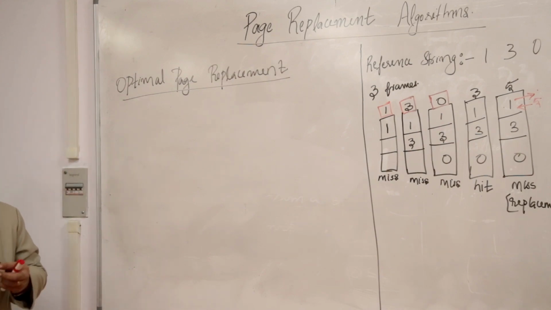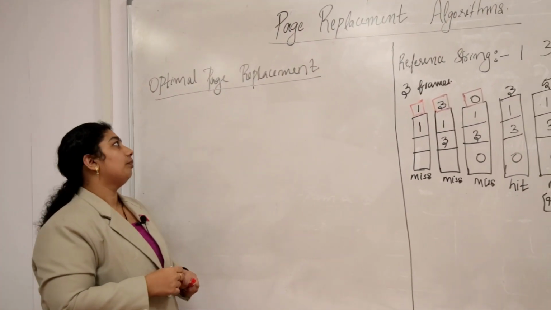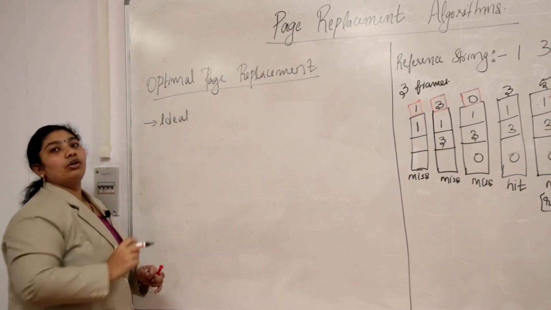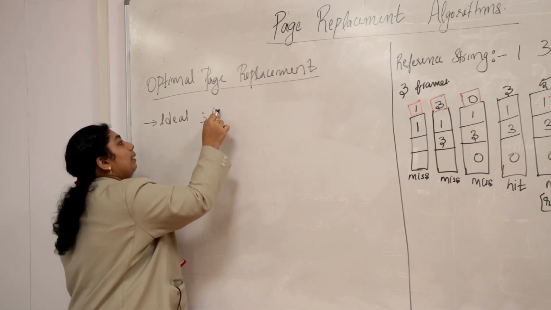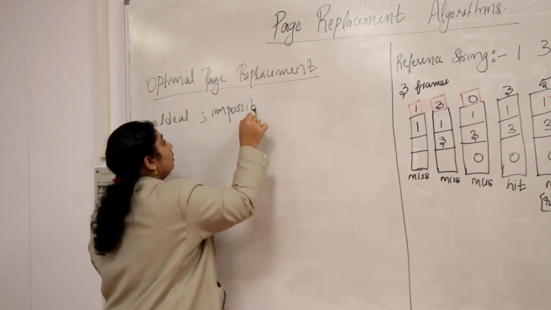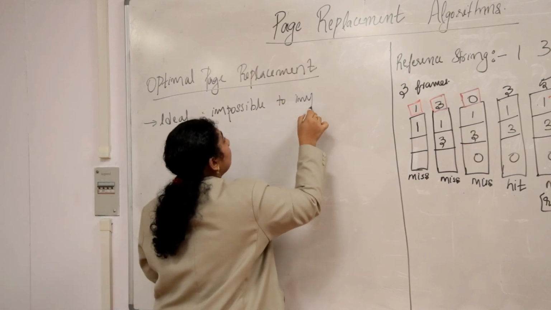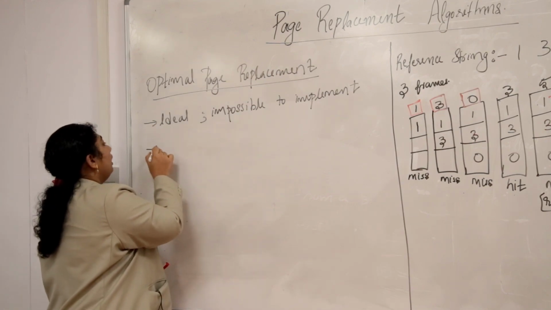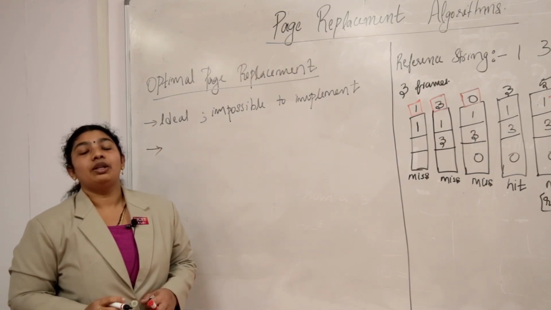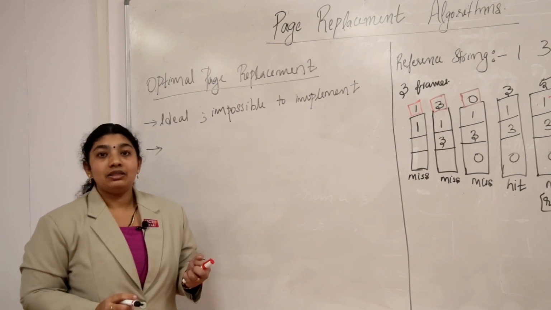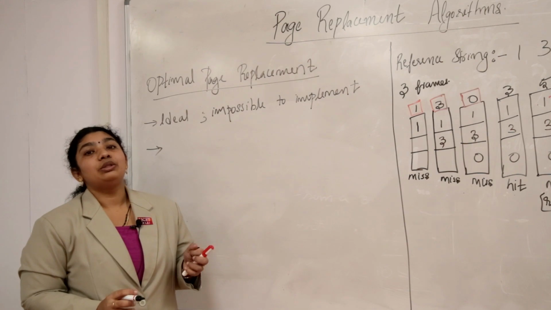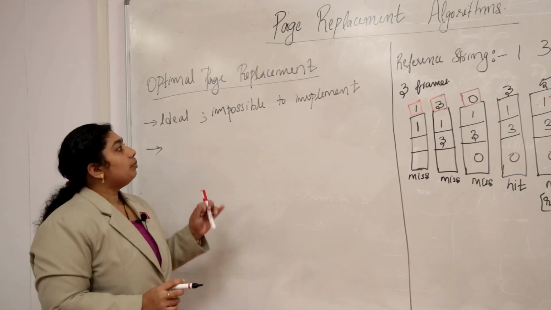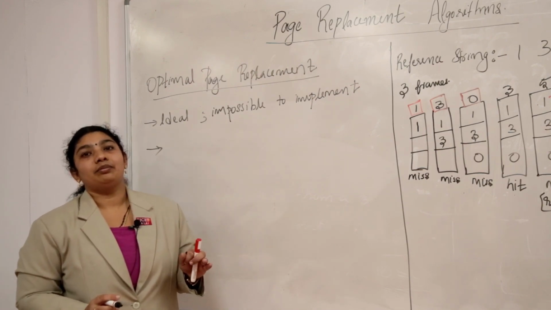Optimal page replacement algorithm. Optimal page replacement algorithm is actually an ideal algorithm which is impossible to implement. It is impossible to implement because according to optimal page replacement algorithm, the page which will be least used or which will not be used for a longer period in the future will be replaced, which is impossible to identify in real time.